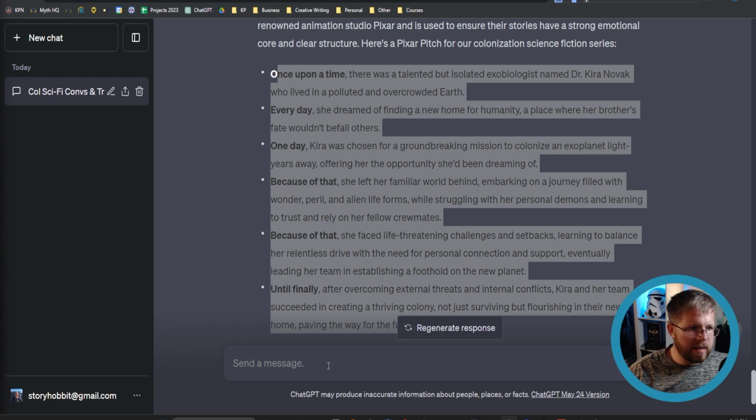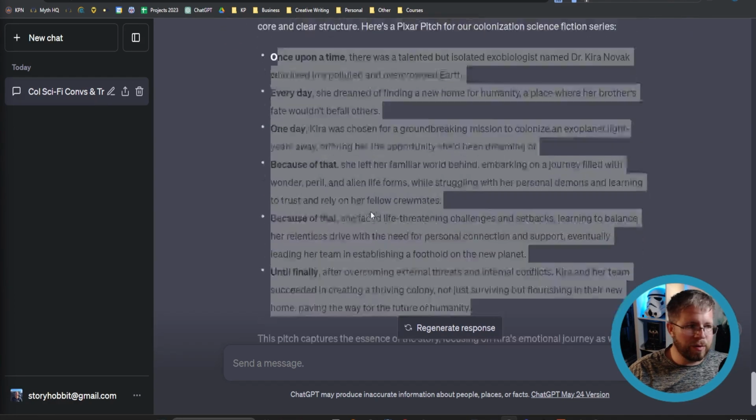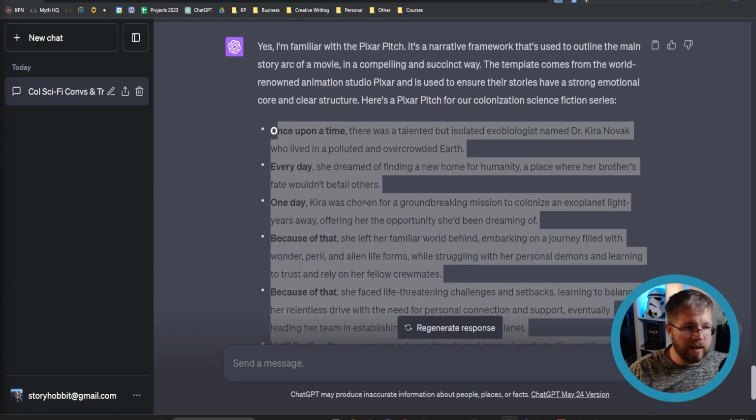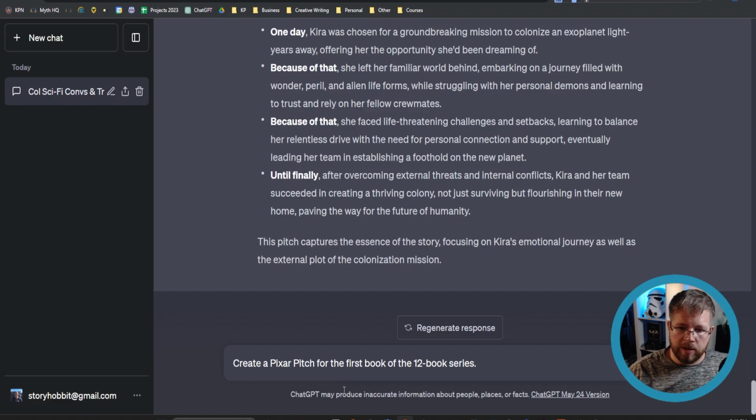Now I'm just going to ask it. So it's already done this. The next pitch from J. Thorne's book was to ask it to create a Pixar pitch for the overall 12-book series. It's kind of done that. So now we're going to say, create a Pixar pitch for the first book of the 12-book series.